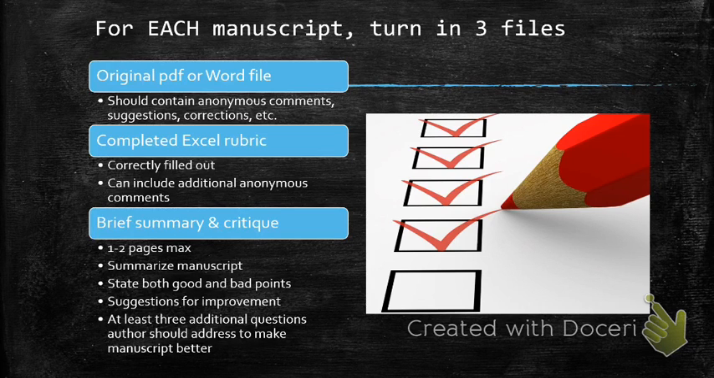Now, one thing that I usually ask, or that my students do for each other, in order to show that you're critically thinking about the science behind it, is I want you to ask at least 3 additional questions that the author should address in order to make the manuscript better. So, once again, you want to make sure that for each manuscript, you're going to turn in 3 files. So if you are asked to peer review 2 manuscripts, you're going to turn in 6 files.